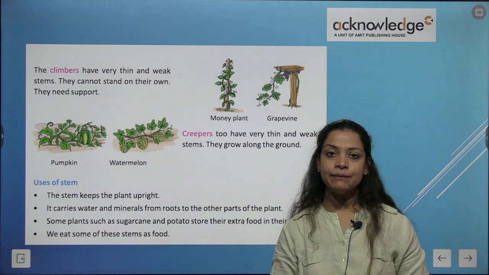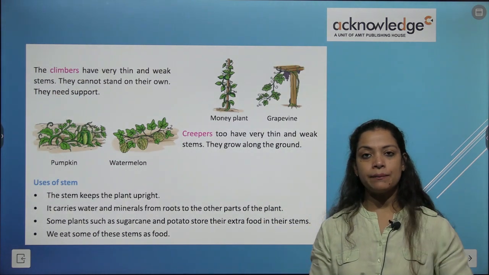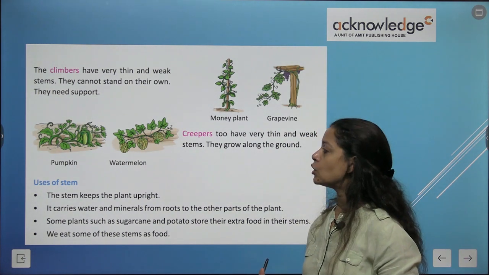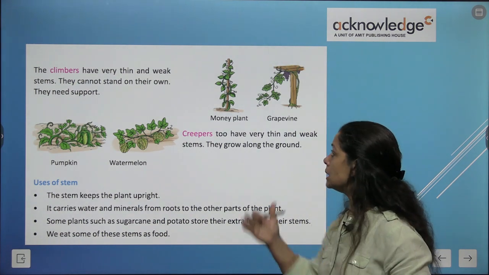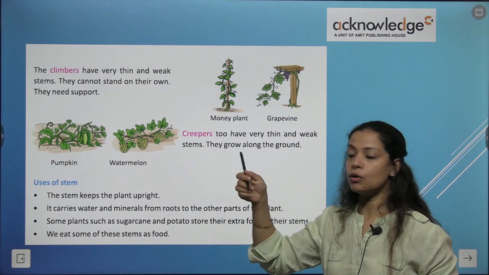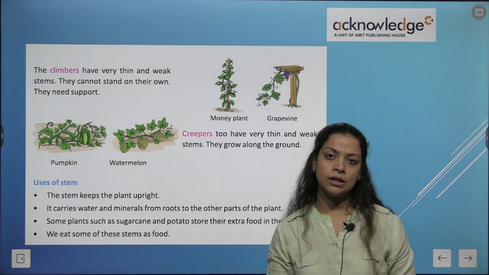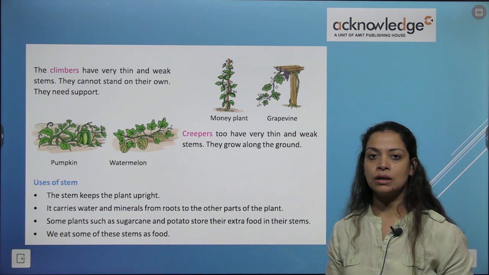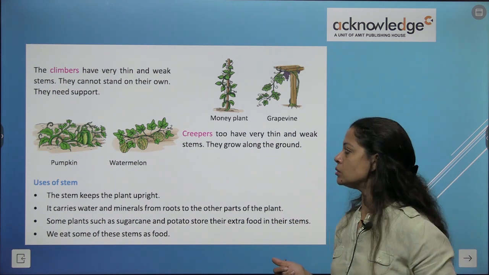Then there are climbers. Climbers क्या होते हैं? They have very thin and weak stem. Climbers के बहुत ही पतले और weak stems होते हैं and they cannot stand on their own. They need support. तो आपने इस तरह से मनी प्लांट या ग्रेप प्लांट देखा होगा. If you put a wooden stick beside them, तो वो उनके सहारे से ही grow करना शुरू करते हैं. They need a support to grow.